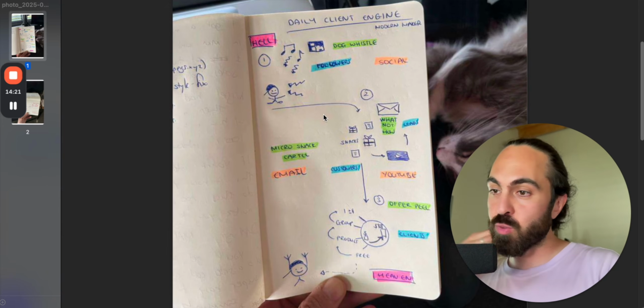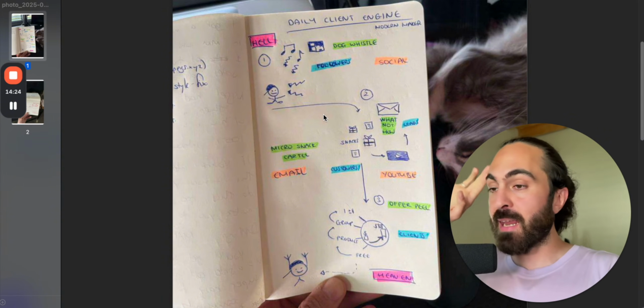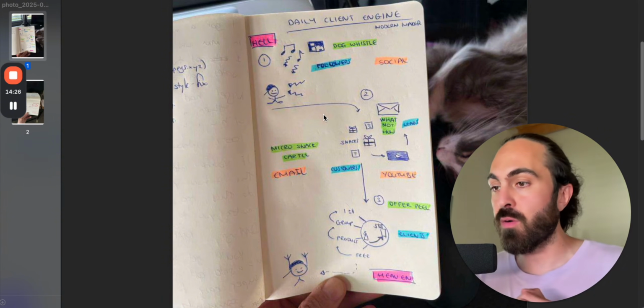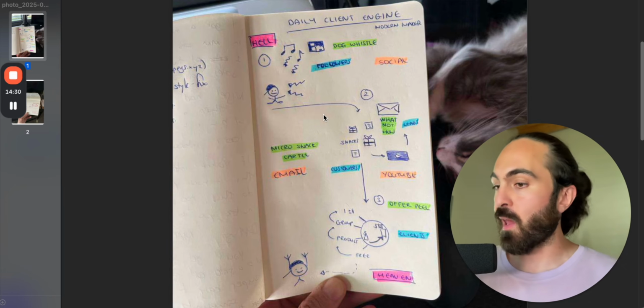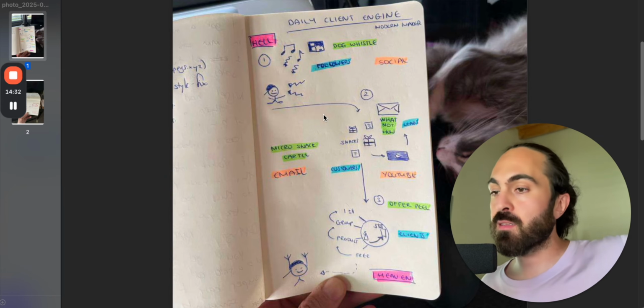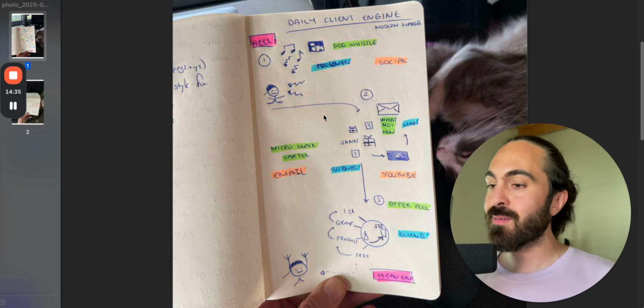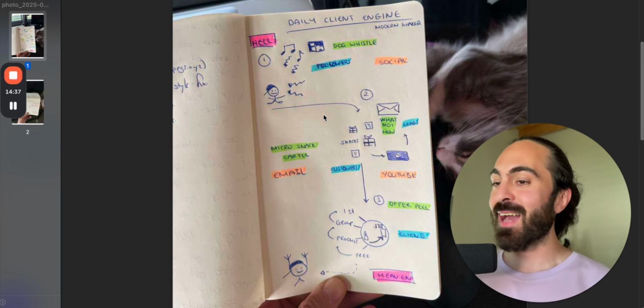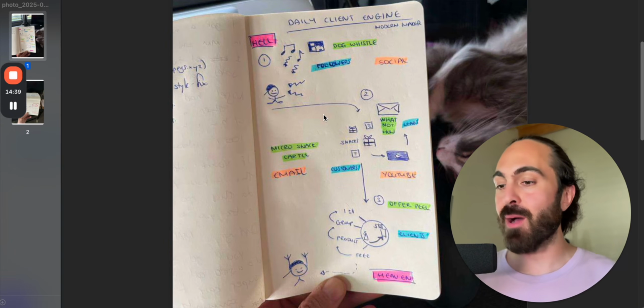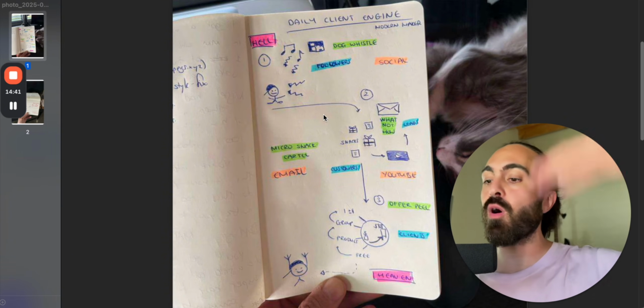But just to summarize, we've got the daily client engine, which consists of turning a follower into a lead, to a customer, to a client, and then a higher ticket client. And we do that by dog whistling, by giving them little snacks in the micro snack cartel, and then by ascending them up the OfferPeel.